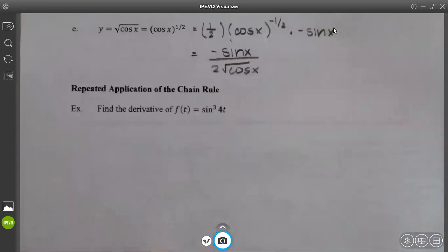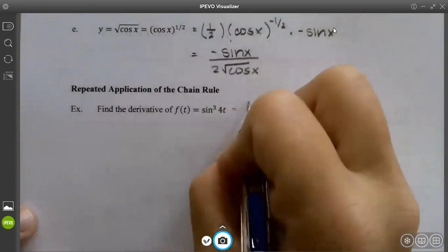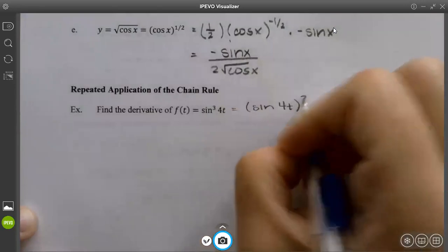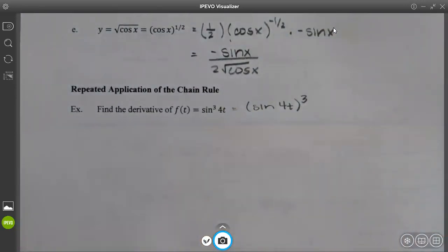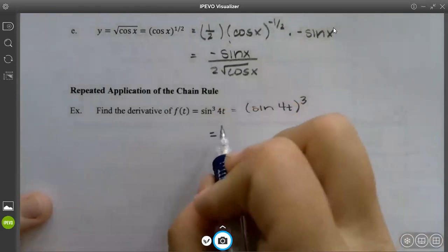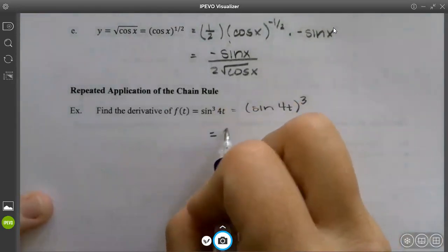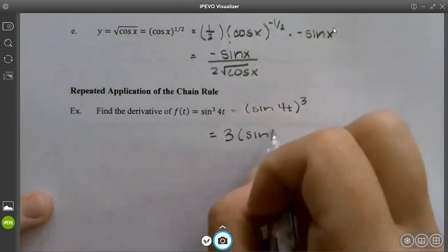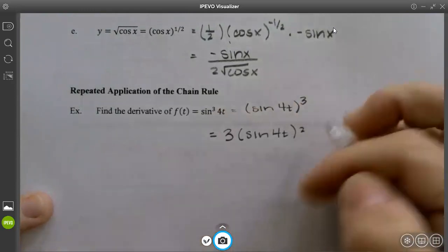And then, like I said, one more example and we'll stop. How do I rewrite this? Change it. Change it before you start. Sine 4t all to the 3rd. Find your derivative. Tell me how to do that. Bring down the power. So 3 times what? Sine 4t squared times.